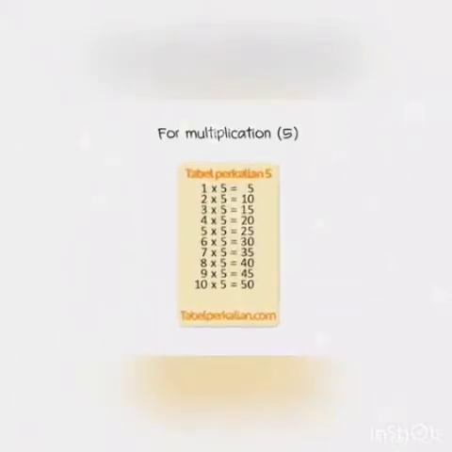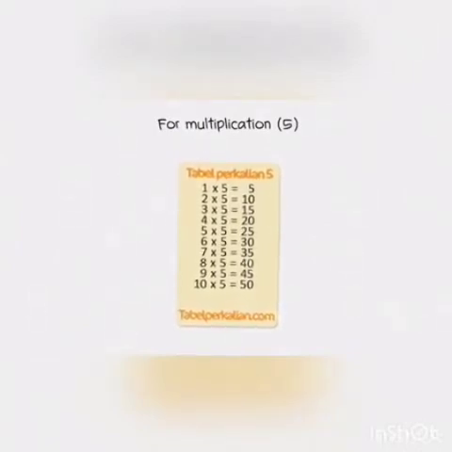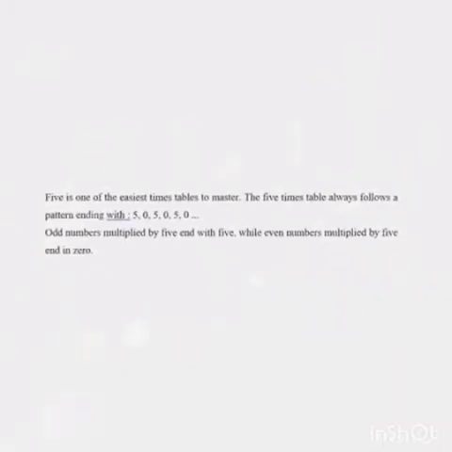For multiplication 5, 5 is one of the easiest times tables to master. The 5 times table always follows a pattern ending with 5, 0, 5, 0. Odd numbers multiplied by 5 end with 5, while even numbers multiplied by 5 end in 0.